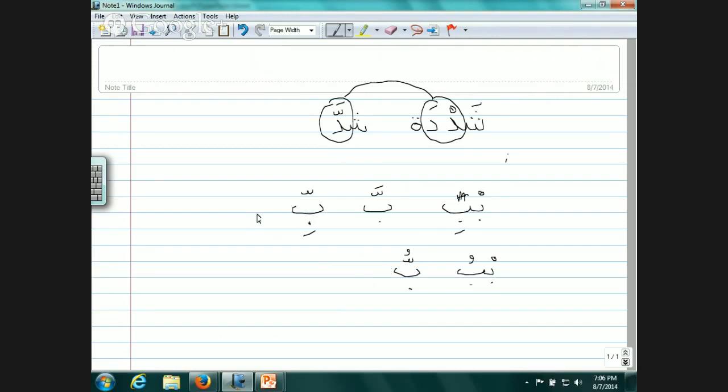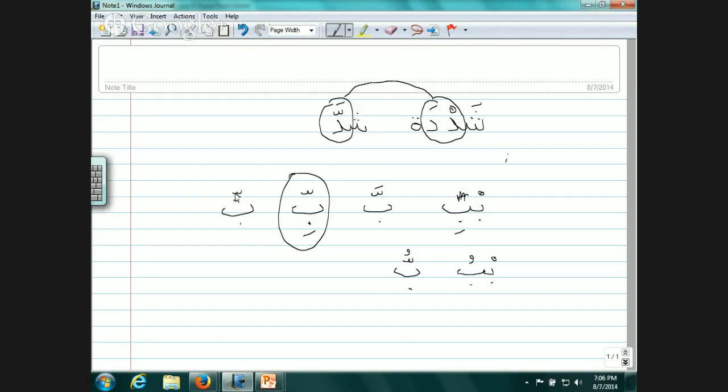Now there's one other thing to note. There's one exception here. When you have a kasra, in modern day writing, when they write the shadda and want to put a kasra, it's so much easier to just put the kasra underneath the shadda sign. And even though you say, well, it's above the letter, right?